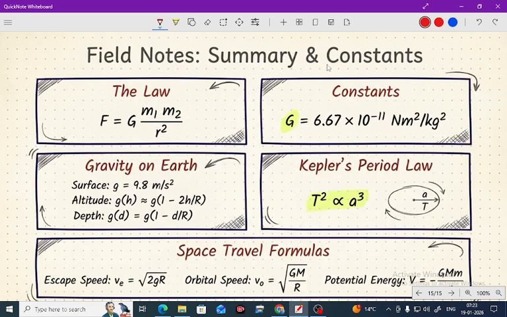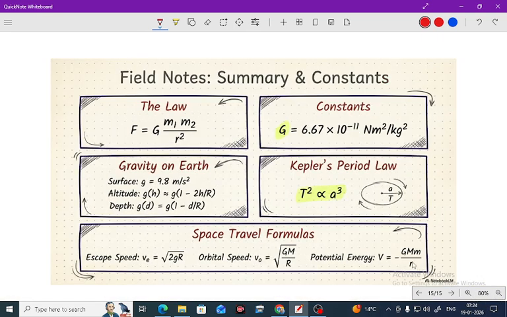Field notes, summary and constants. The law: F equal to capital G m1 m2 by r squared. Constant capital G is 6.67 times 10 to the minus 11 newton meter squared per kilogram squared. Gravity on Earth's surface, g is 9.8 meters per second squared. Altitude: at height, g(1 minus 2h by r). Depth: g(1 minus d by r). Kepler's period law: T squared is directly proportional to a cubed. Space travel formulas: escape velocity v equal to root over 2gr. Orbital velocity v equal to root over GM by r. Potential energy is minus capital G capital M small m by small r.